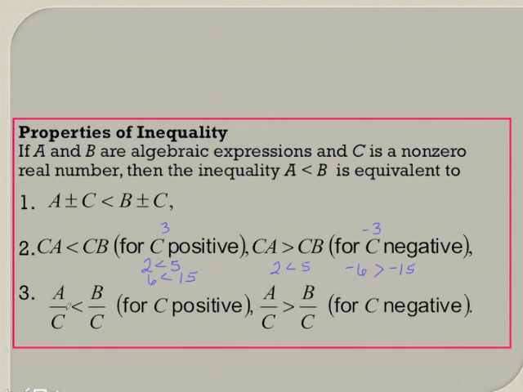The same thing happens when we divide. So if we had 12 is less than 14, and we divided by 2, we would have 6 is less than 7. But if we started with that same 12 is less than 14 and divided by negative 2, we would end up with negative 6 and negative 7, and negative 6 is greater than negative 7. So you must remember to reverse the inequality whenever you multiply or divide by a negative.